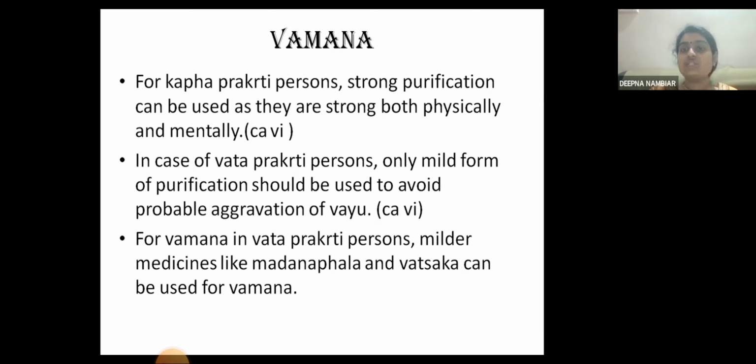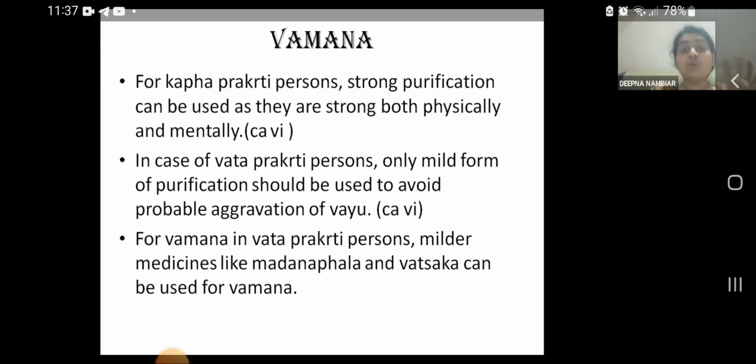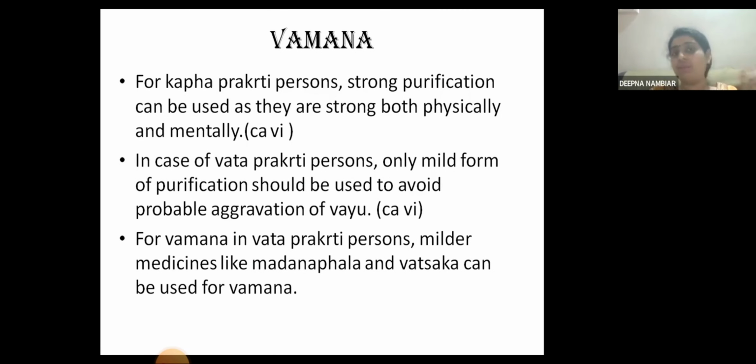For Kapha Prakriti persons, strong purgations can be given as they are strong both physically and mentally. As we all know, Kapha is the best Prakriti, right? Here the physical and mental strength of the person is more. In Vata Prakriti persons, a mild form of purification should be used to avoid probable aggravation of Vata. If the Prakriti is Vata and the disease has Kapha Anubandha with Vata, and we are forced to do a Vamana in such a person, then utmost care should be taken, because the Koshta may be mostly Krura.